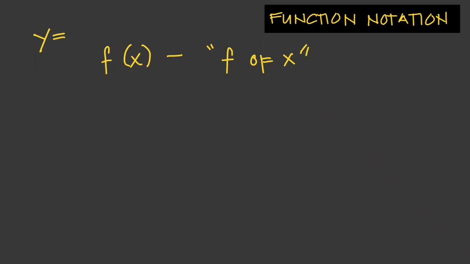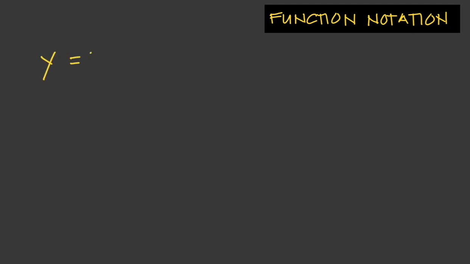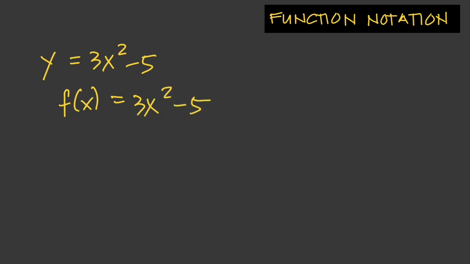So for the example we had in the previous video, that was y equals 3x squared minus 5. So instead of writing y equals 3x squared minus 5, we could have written f of x equals 3x squared minus 5. So it is important to point out that f of x here does not mean f times x, but it is merely a notation that names the function with the first letter, function f.